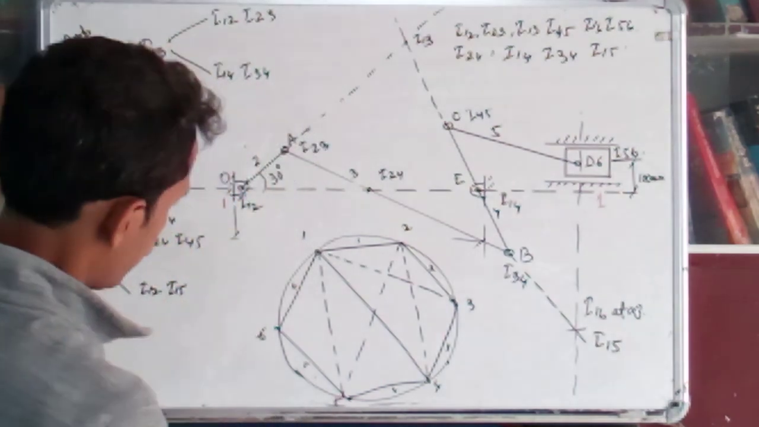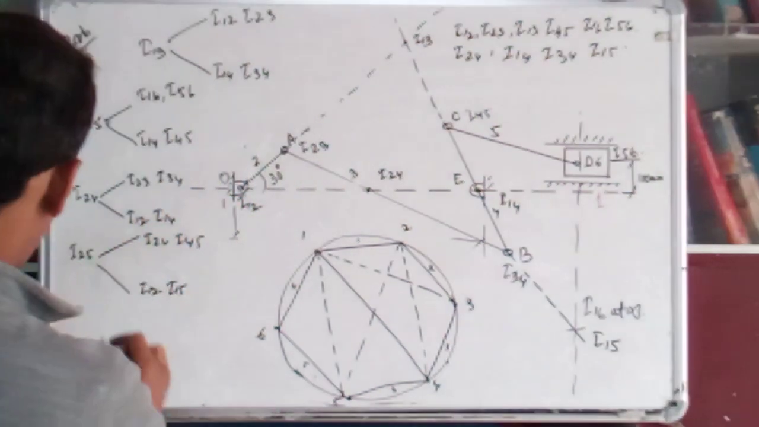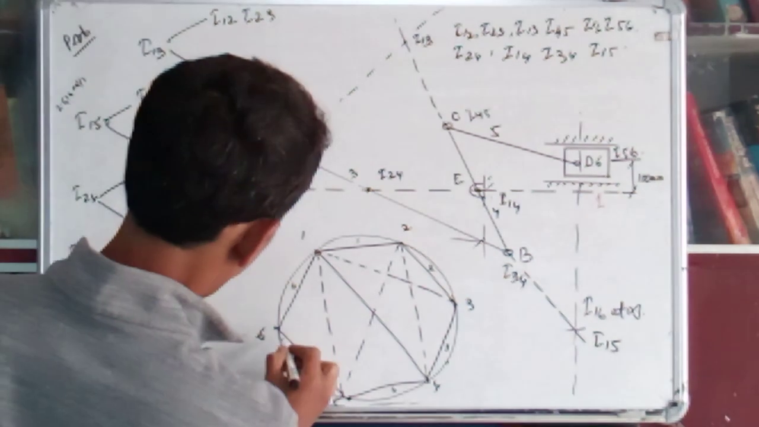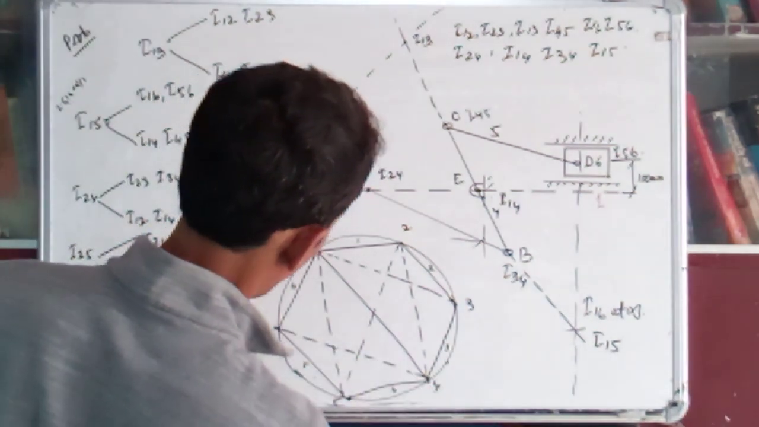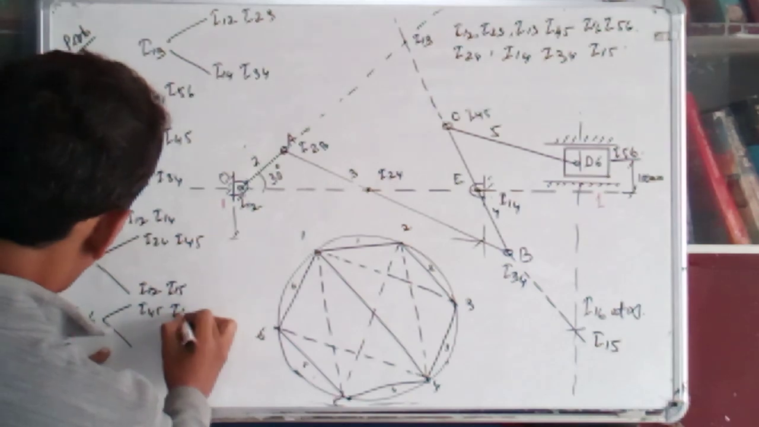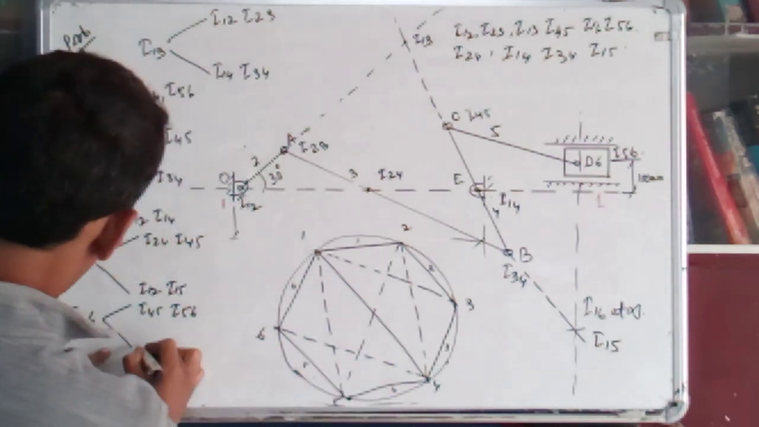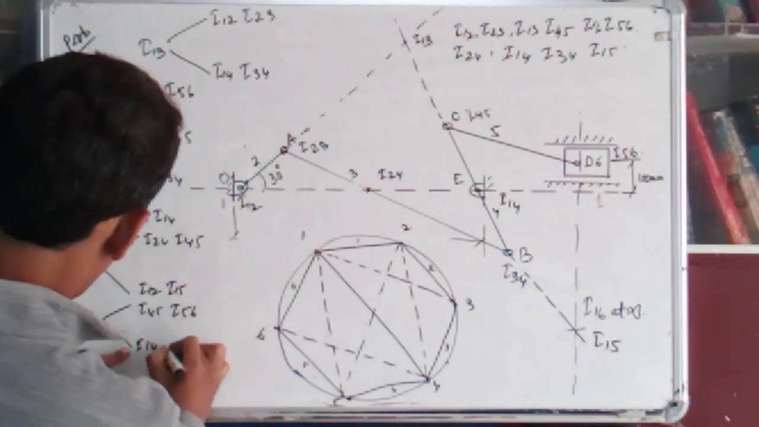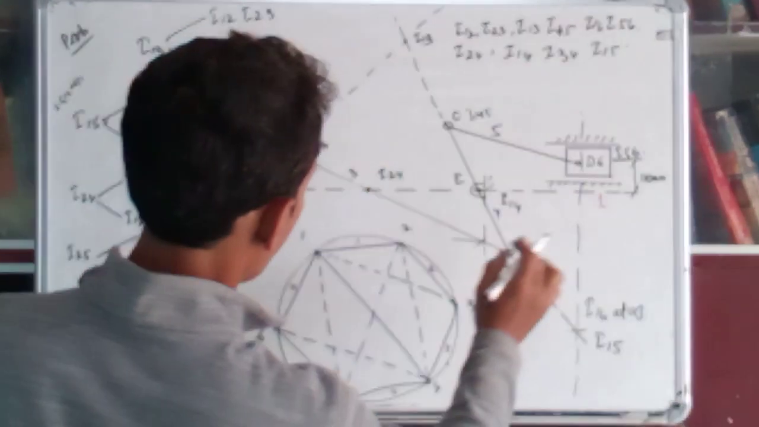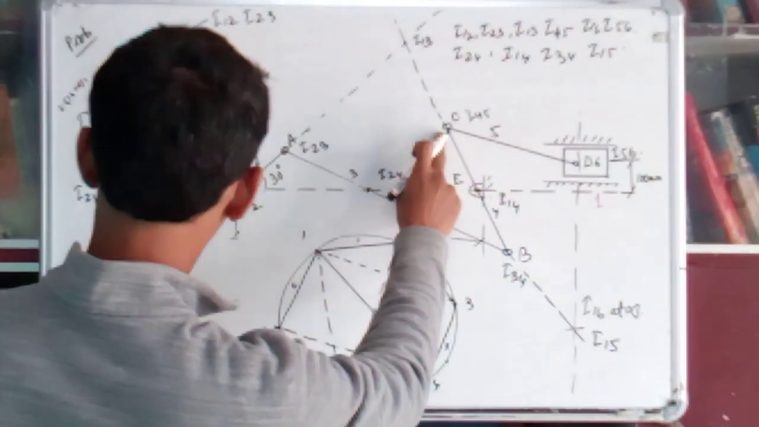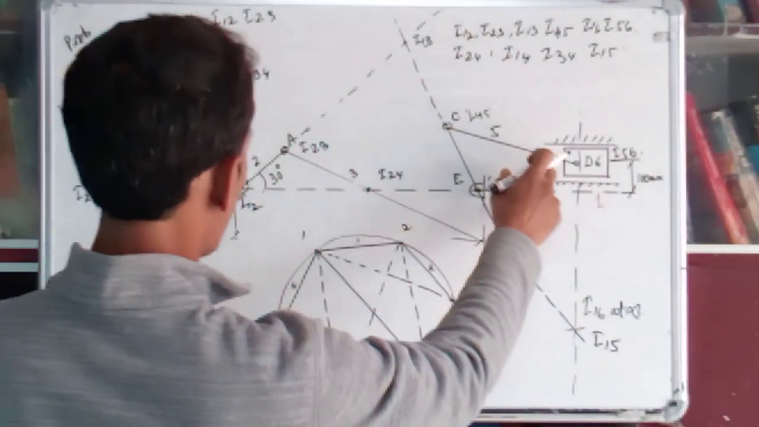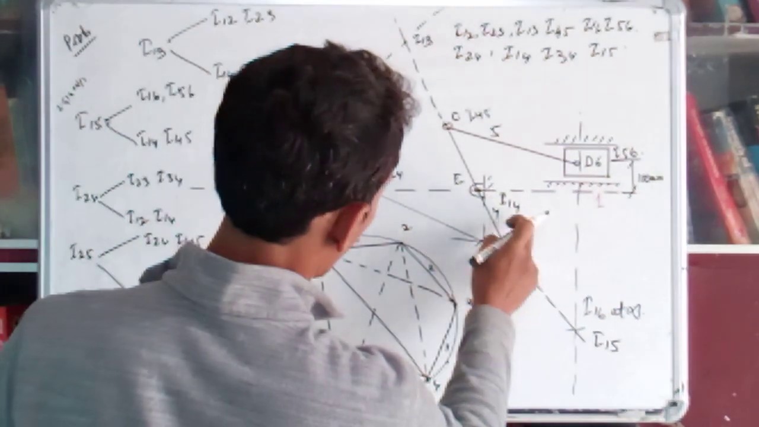So I25, then suppose I46. So I46 is I45, I56, then I14, I16. Okay, so suppose I46 you need to find out. That is I45, then I56. So this line I have already joined. Then I14 and I16.